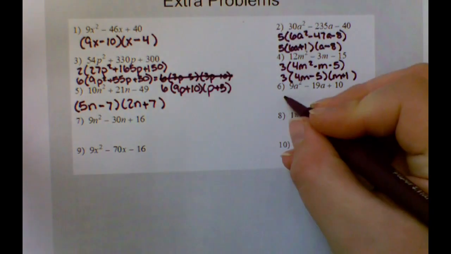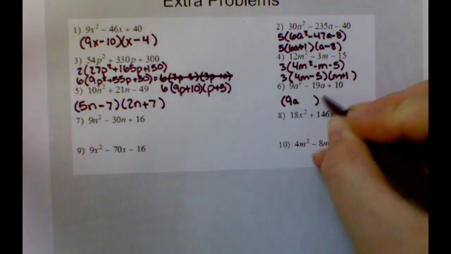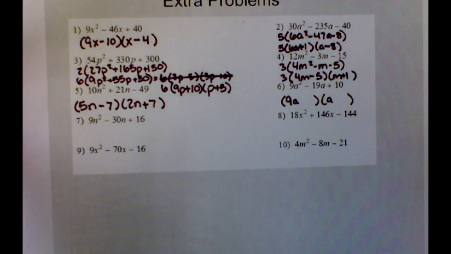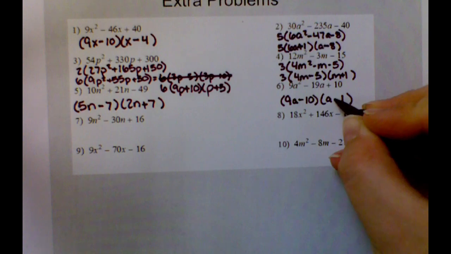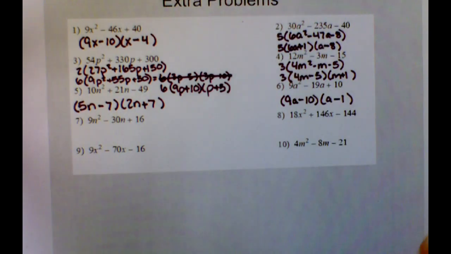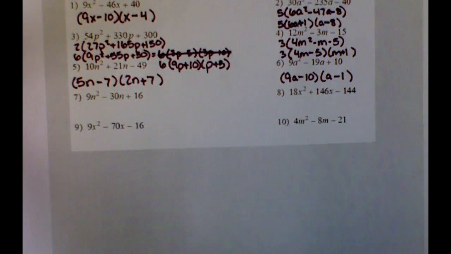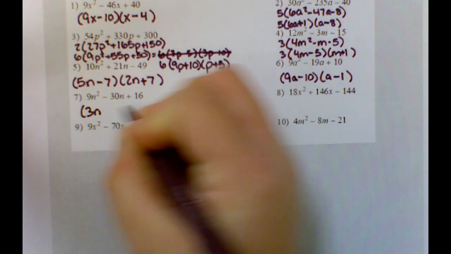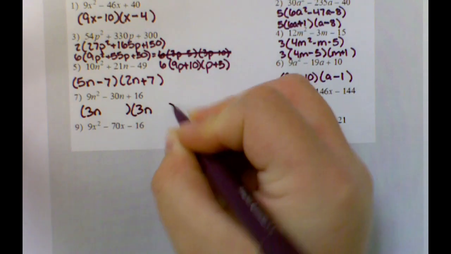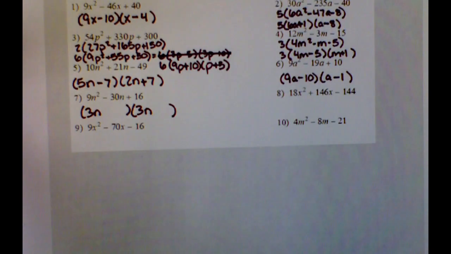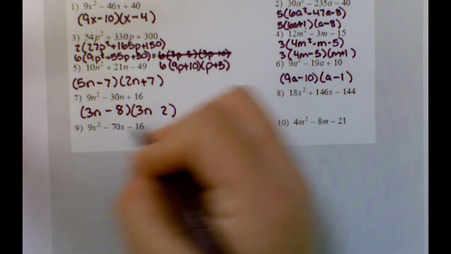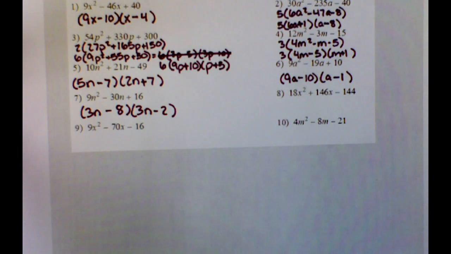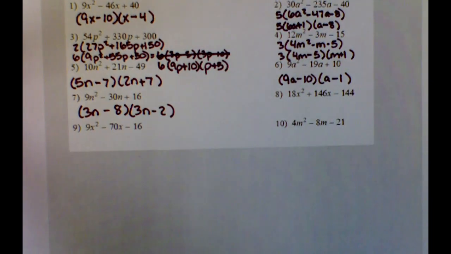For number 6, no GCF. I'm going to break it apart into 9a and 1a. To multiply to 10, we're going to go with 10 and 1 because negative 10a minus 9a makes that minus 19. For number 7, there is no GCF. I'm going to break this one apart into 3n and 3n. To multiply to 16, we're going to go with 8 and 2 because 8 times 3 makes 24 and 3 times 2 makes 6. Both of them negatives, makes it a negative 30 in the middle.